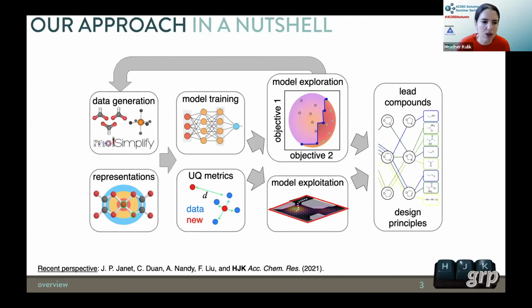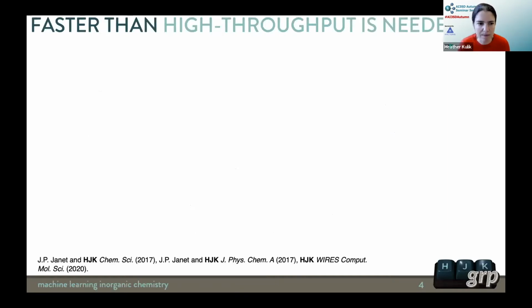But really, our ultimate goal is not just to make faster predictions over wider spaces, but to reveal design principles. How do we understand from searching these large spaces what it takes to make an optimal material? And I'll also talk about some of that today.